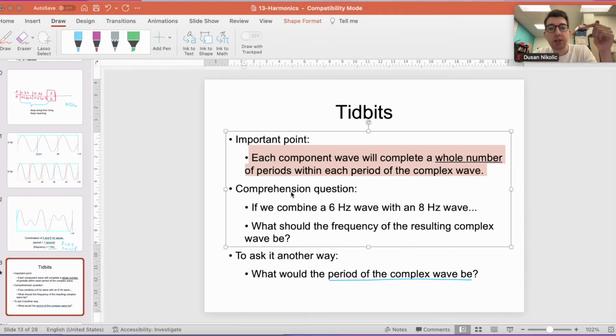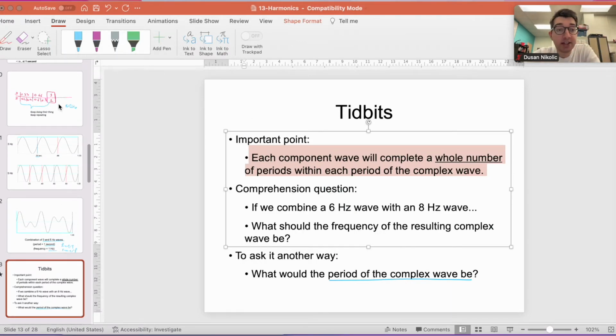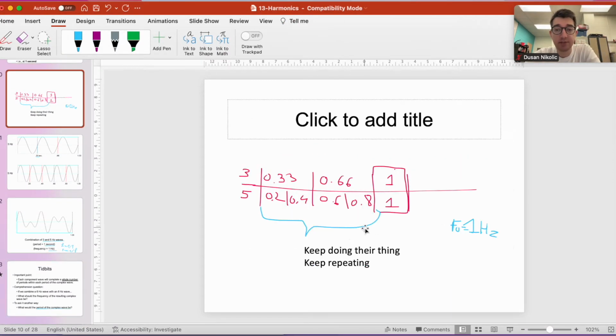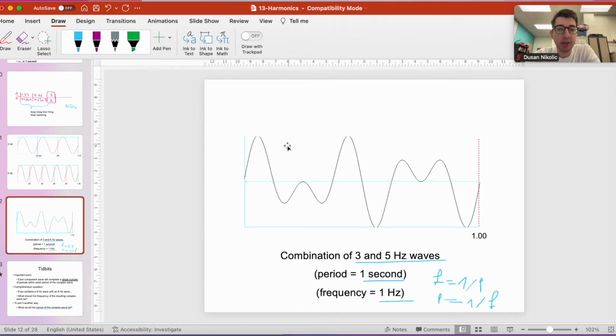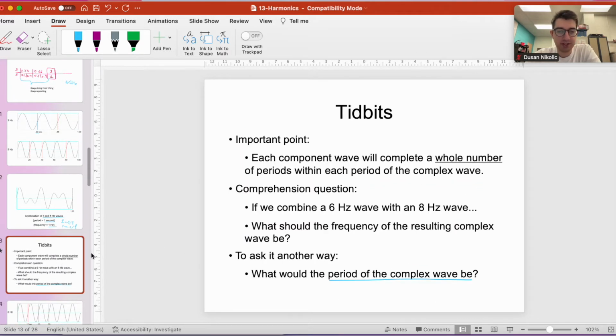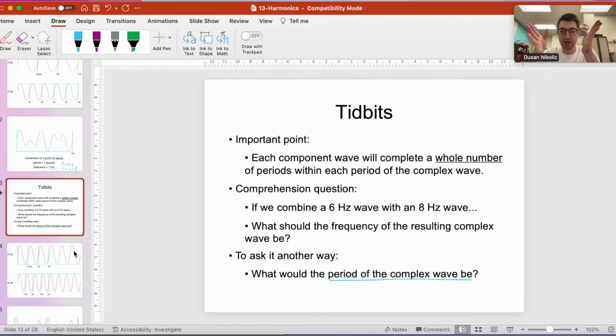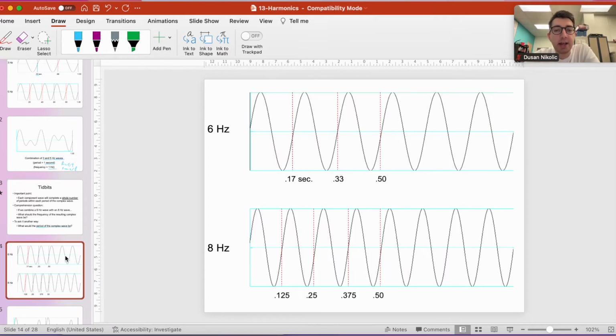So they will do their thing until they are aligned, and they are aligning at 1 second, right? We saw that here. So they will repeat themselves, right, until we come to 1 second. And at that 1 second, we can say, okay, we have a complex wave that is being repeated now. For 6 and 8, I think you know the greatest common denominator or the period of these.